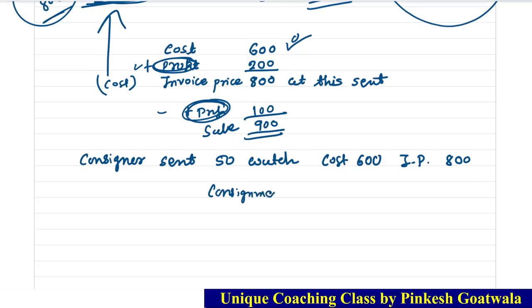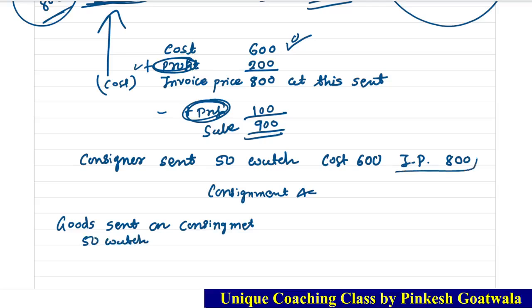So what will be the effect in the consignment account? We know that we give effect on this side, goods sent on consignment. Here we have 50 watches. Now which price do we consider? Here we have to consider the invoice price. 50 into 8.